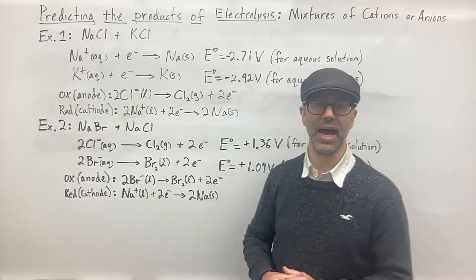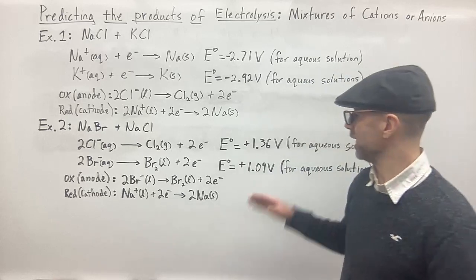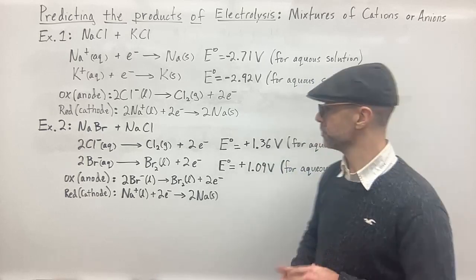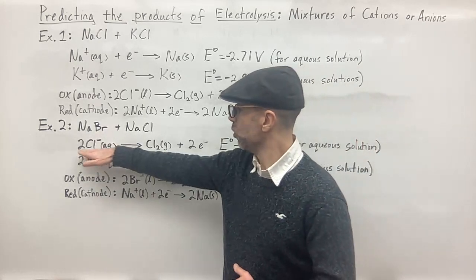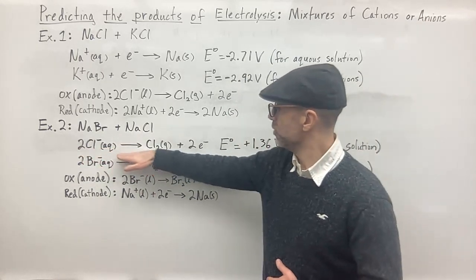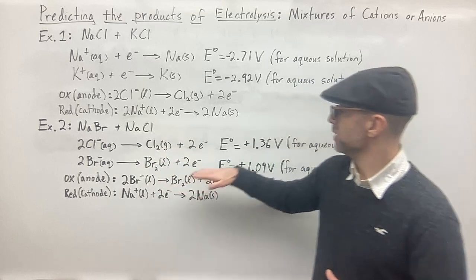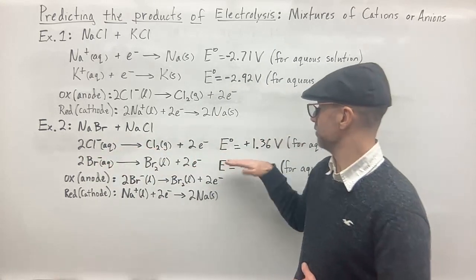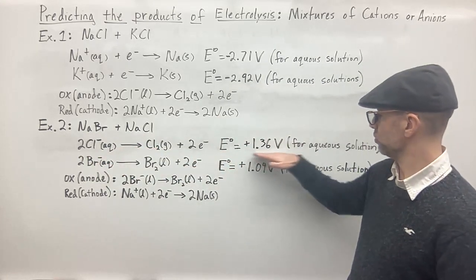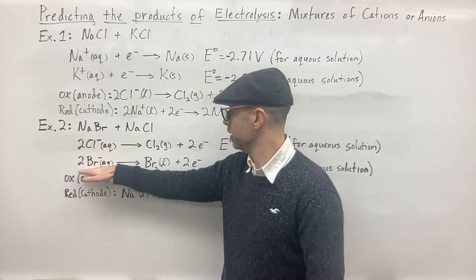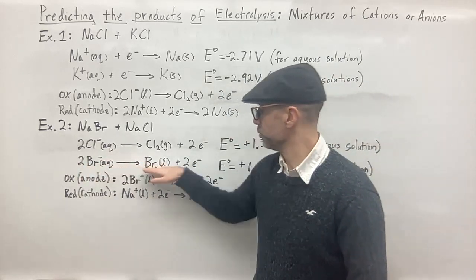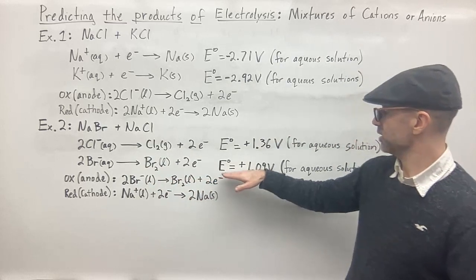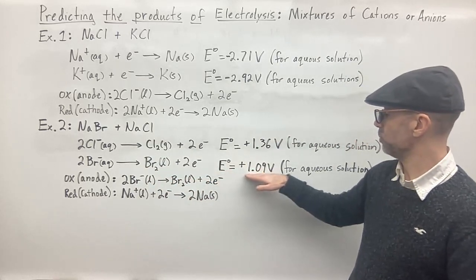And again, we're only looking at the relative order of them. The actual electrode potentials aren't going to really apply to our situation for molten salts. Here we can see that the chloride ion will become chlorine gas and give off 2 electrons. That's the reverse of the reduction of chlorine, which has a positive 1.36 volt electrode potential. For bromine, that's going to be oxidized, and that's going to give an electrode potential of positive 1.09 volts.